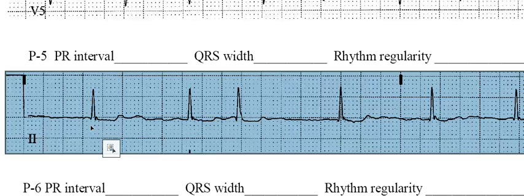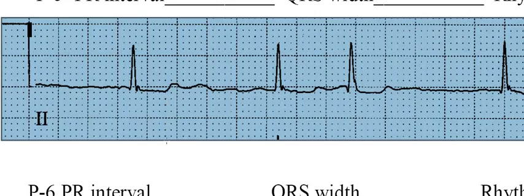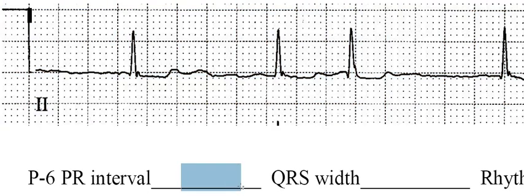This is a rhythm we're going to learn about in a week or so. So we can't do a PR interval. We can't do that measurement. What you could do in strip number 6 is write NA, not applicable. This guy doesn't have P waves.